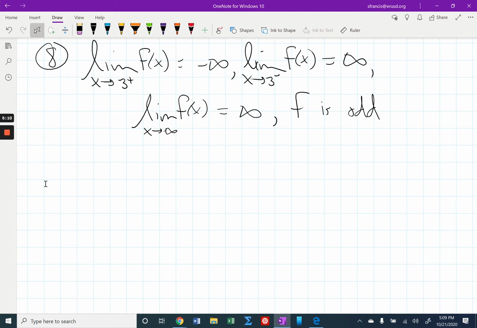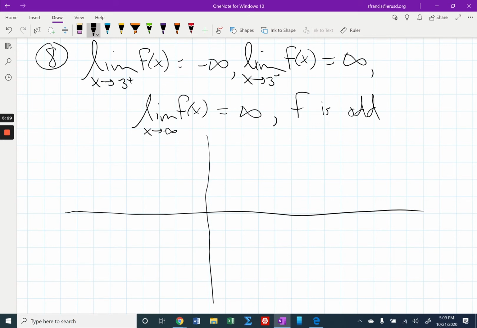That's the outer function here. If you imagine plugging in values for x, the first thing you'd have to do is square them, and then you'd subtract 9. So we have to do this calculation before we can take the natural log of whatever numbers we end up with. So x is getting closer to 3 from the right.